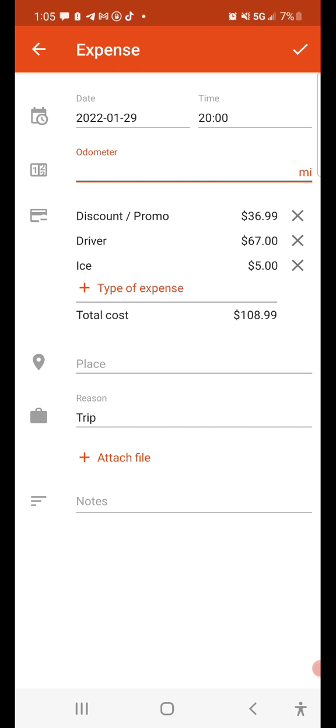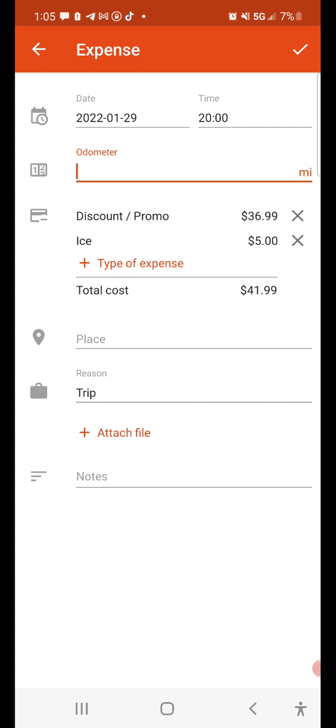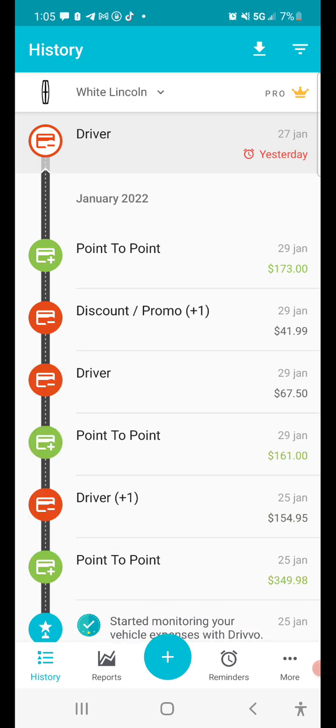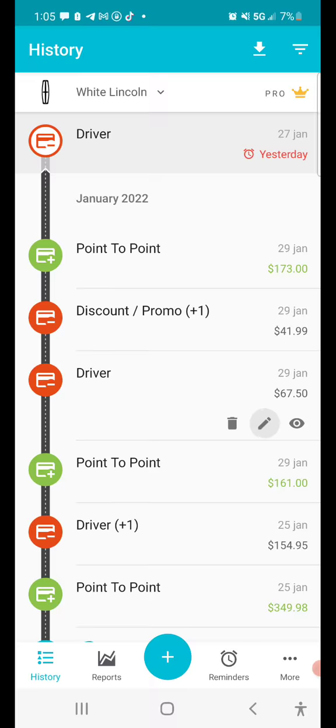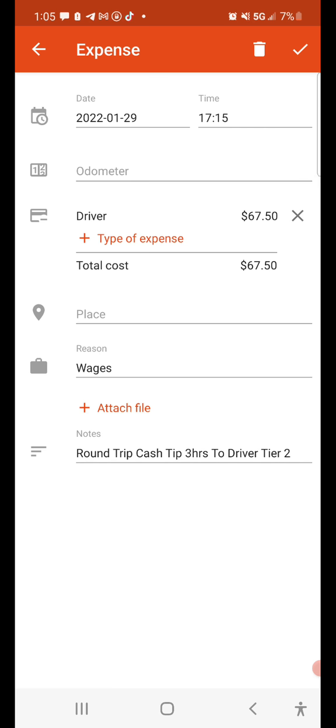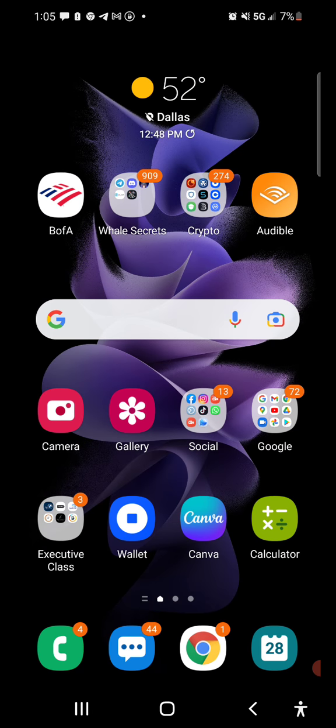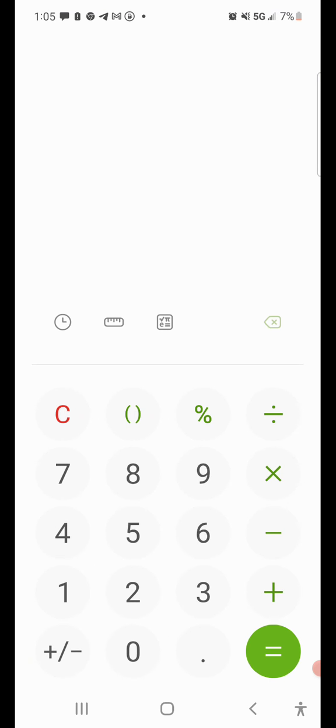So what we should do, I think, is put drivers on one expense log and then these on another. So that way we can say these are trips. I'll go back over here and I'll make this one the driver wages, so $67.50. That would be, I think that might have been the whole thing. It is.